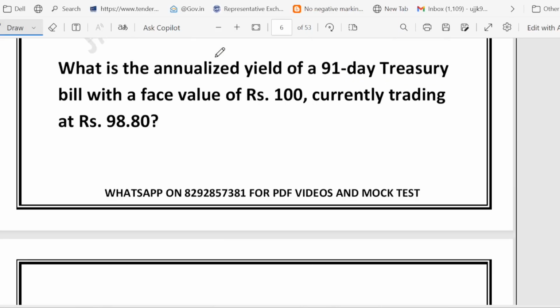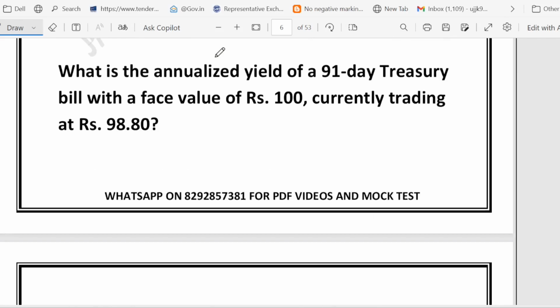I hope this question is very clear to you. Now, have a look at the next one. So friends, as I told you already, 40% of the question paper is about the numericals. That's what we are focusing on right now.